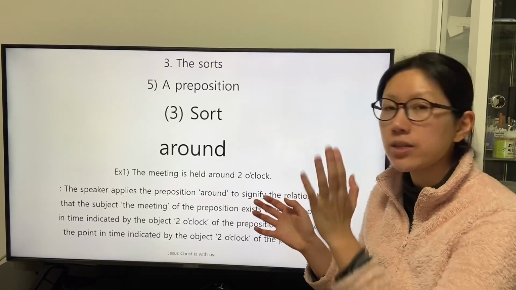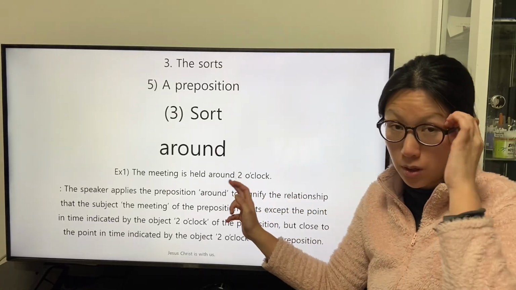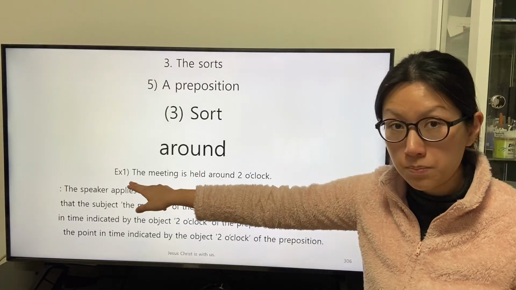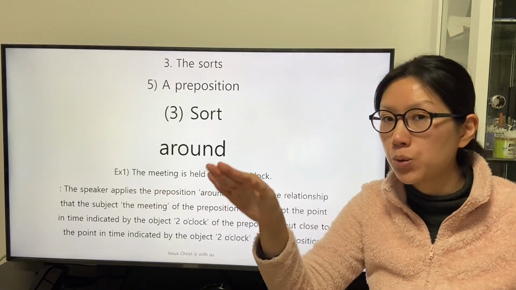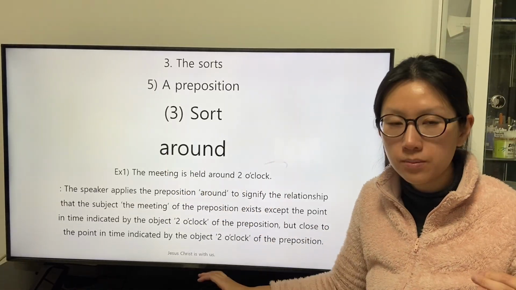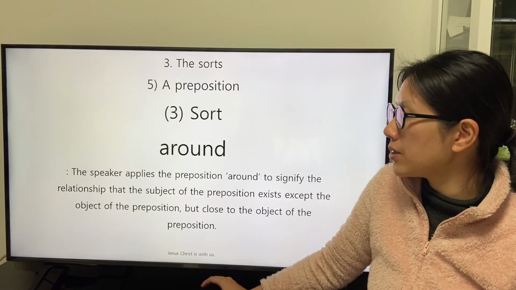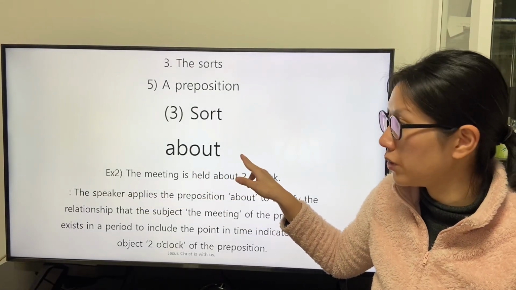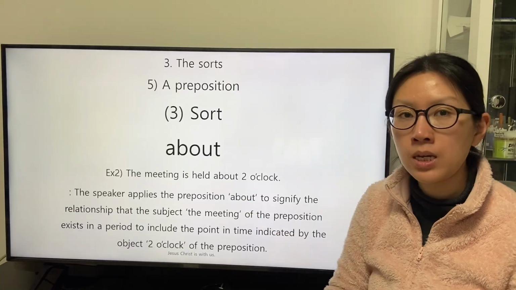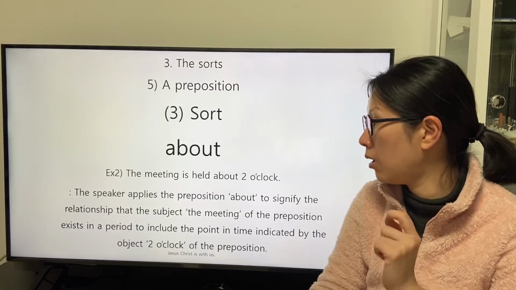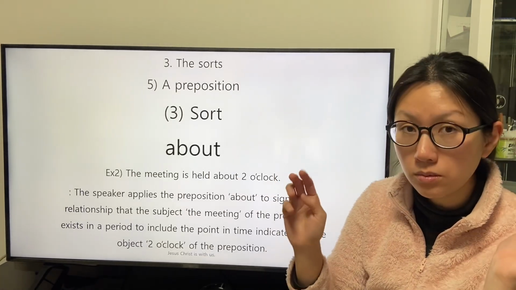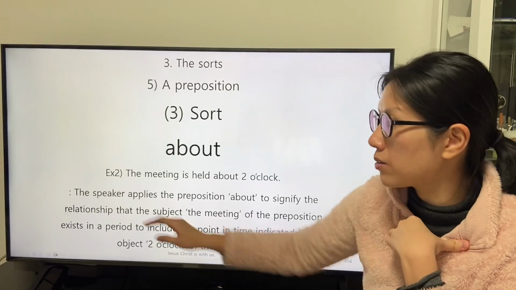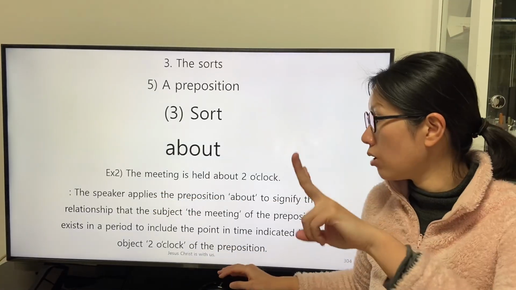near a point in time to the object of the preposition around 2 o'clock. But the speaker and the listeners understand that the subject, the meeting, is not according to the exact object 2 o'clock. So we can understand that the time for the meeting in the clause can be in a period from 1:50 to 2:10. And we can understand that the meeting can be held at 2 o'clock sharp.